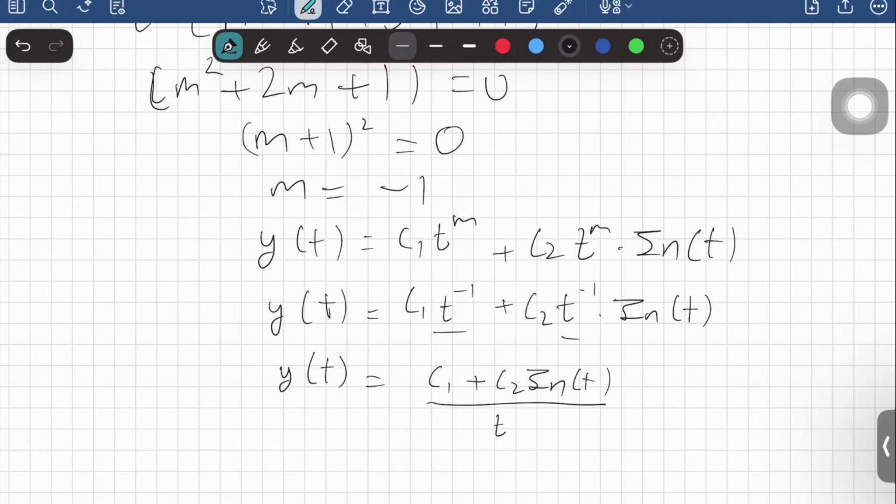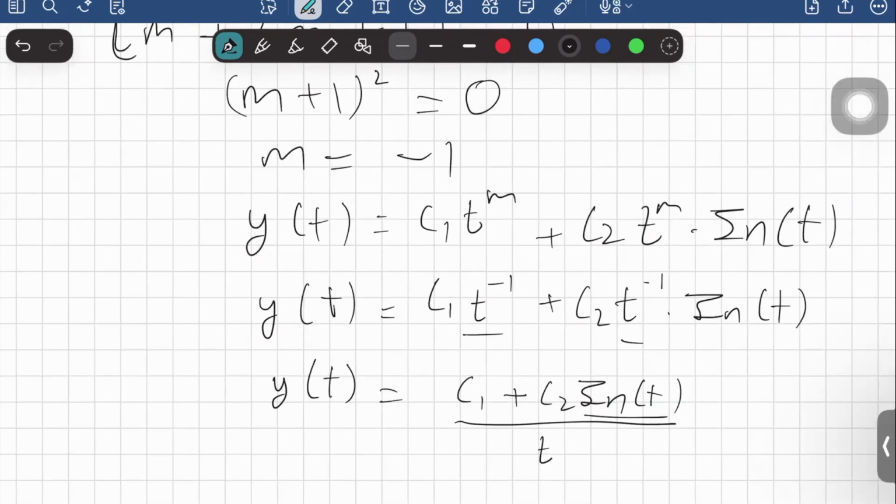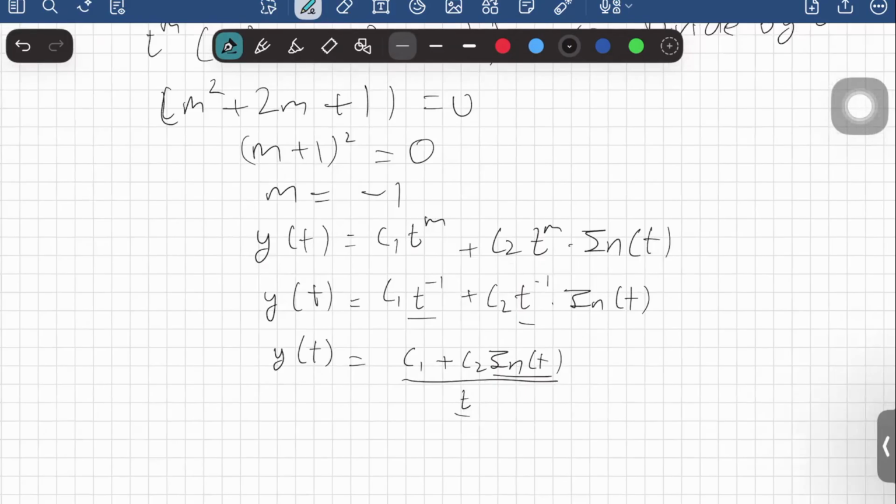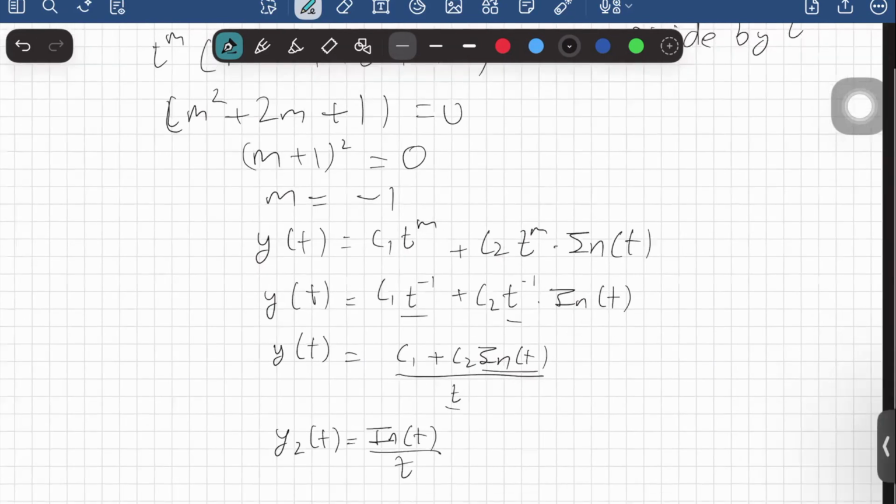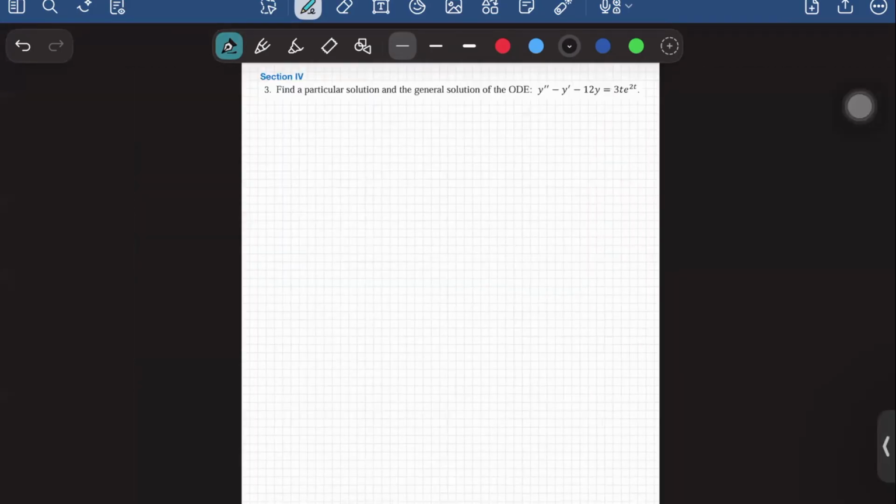Since we were given one solution, y1 of t is 1 over t, the second independent solution is ln of t divided by t. So our second independent solution for this would be ln of t divided by t. So that's it for this one. Let's jump on to the next one.